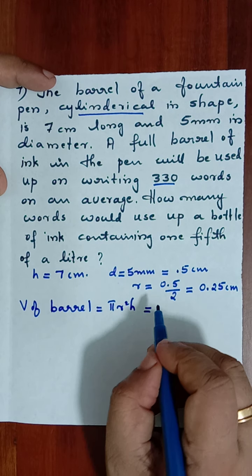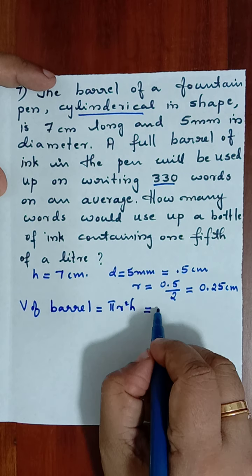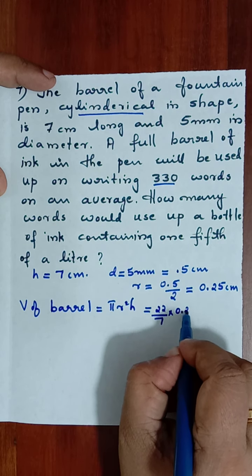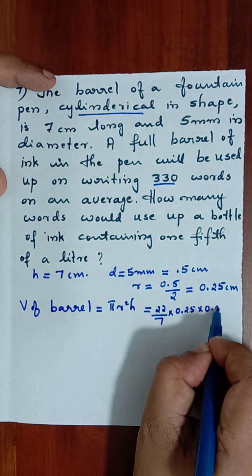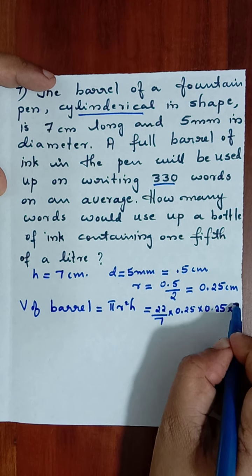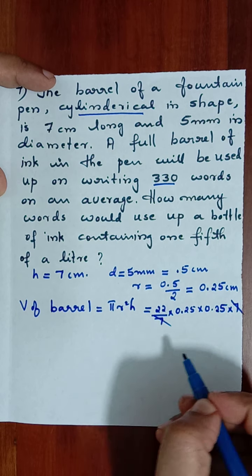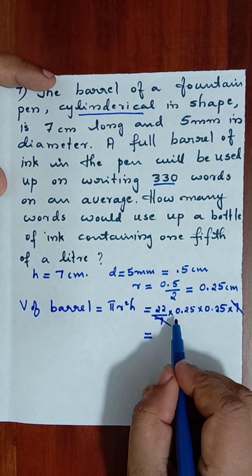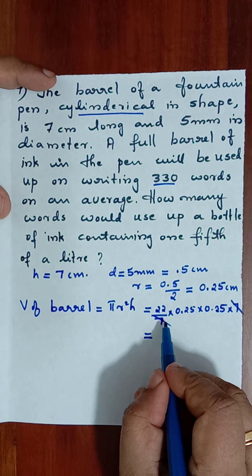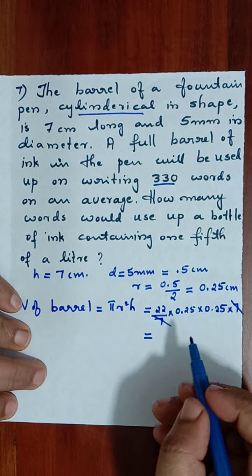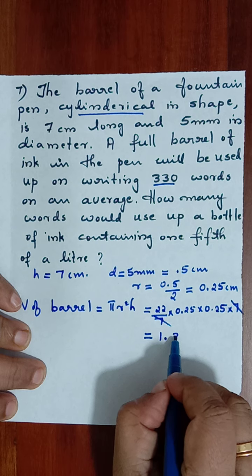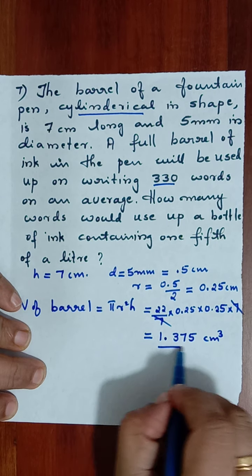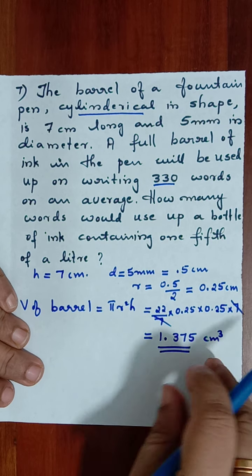What is pi r square h? Substitute the values. 22 by 7 into r square, 0.25 into 0.25, and the height is given as 7. So easily you can cancel the 7s. Multiply 25 into 25, 625. Give the decimal into 22. What do we get? It is equal to 1.375 cm cube of ink in one barrel.